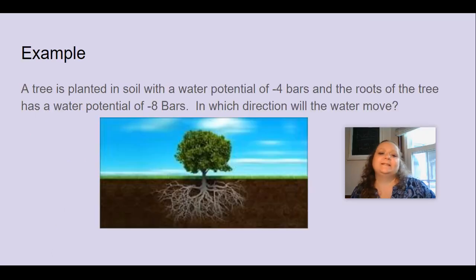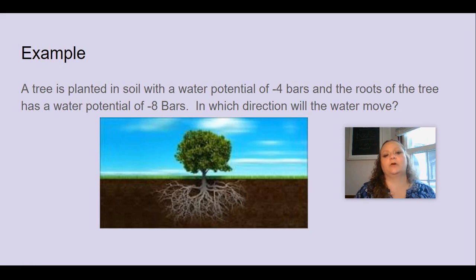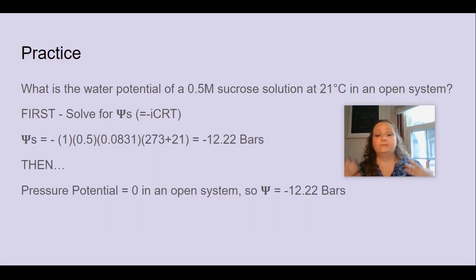So if a tree is planted in soil with a water potential of -4 bars and the roots of the tree have a water potential of -8 bars, in which direction will the water move? Well, it's going to move from an area of higher water potential to an area of lower water potential, rolling down the hill, right? So -4 is actually more than -8. So it's going to move from the soil into the roots of the tree, which is fortunate for the tree. I know how easy that felt.